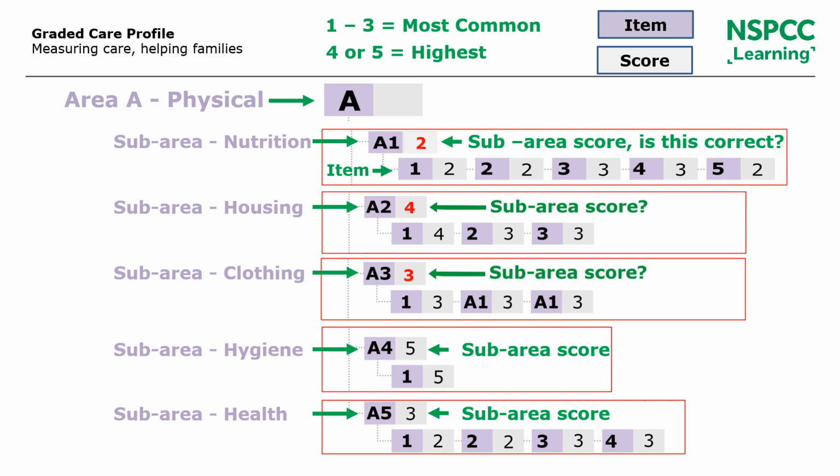Now, we also have to score the area overall. So if we can see there, we've got a 2, a 4, a 3, a 5 and a 3. Based on those sub-area scores, our overall area score would be a 5 because 5 is the highest number that we've got there. Even though we've got a 2 and a couple of 3s in there, the 5 trumps everything because it tells us that there is a significant issue that needs to be addressed in the physical area. There we go. The overall score would be a 5. Now, I hope that's been helpful.